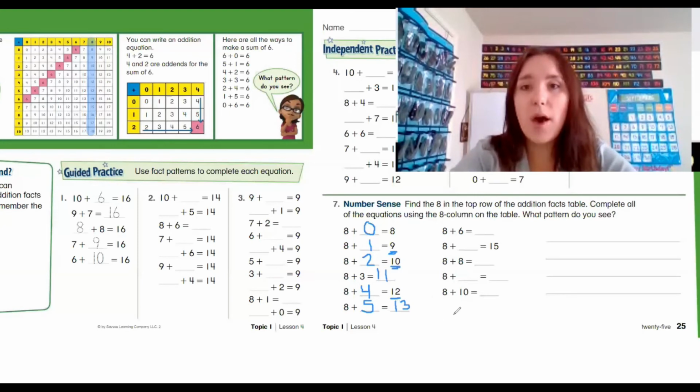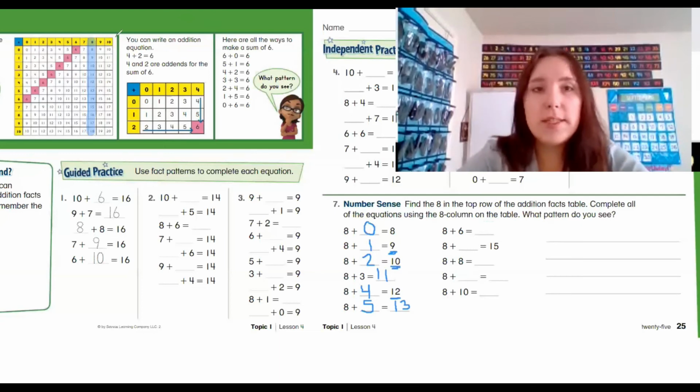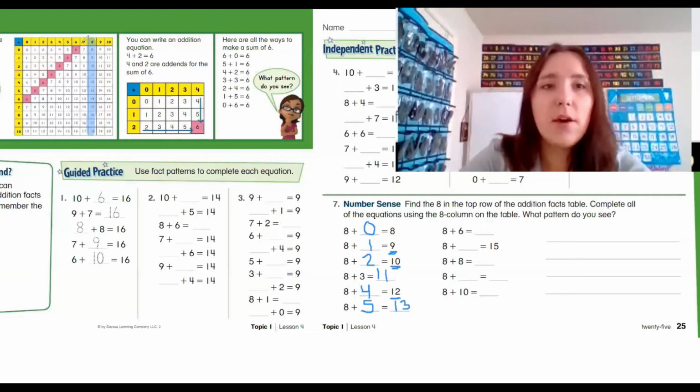Okay, I want you guys to pause and try and do the rest of these problems by yourself, and then hit play and we'll check our answers together. Okay, we have 8 plus 6. So I have my 8 column highlighted. I'm going to start with my 6 on the left. I'm going to go all the way across until I run into my 8 column, because that's 8 plus 6 equals 14.